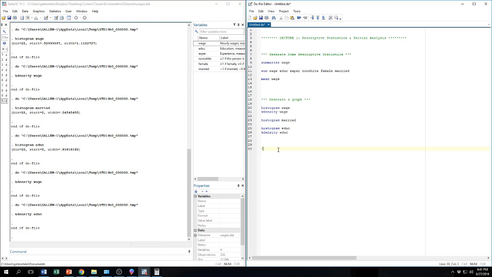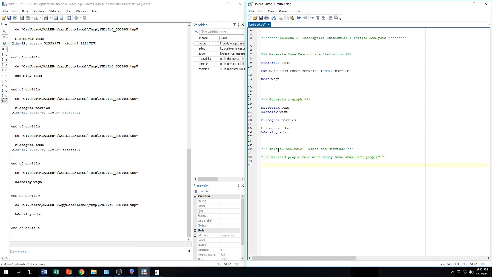We can do the first steps of our analysis here. So we're going to do initial analysis, and we're going to look at wages and marriage. All right, and let's just ask our question. Do married people make more money than unmarried people? Okay, that's going to be our question.